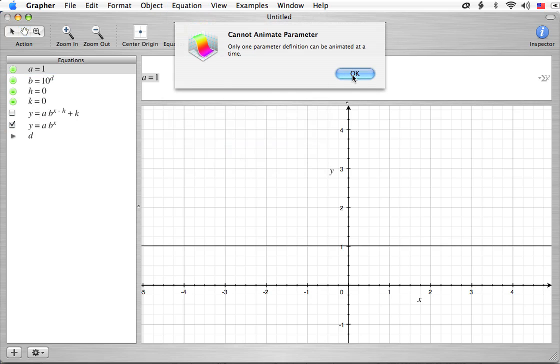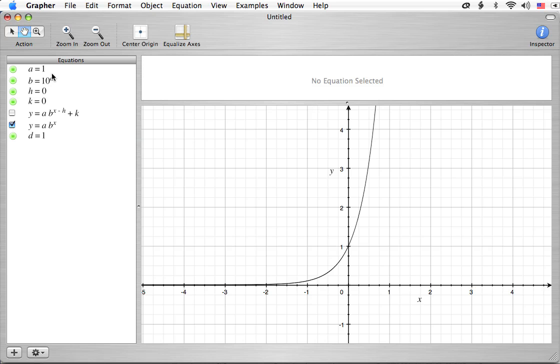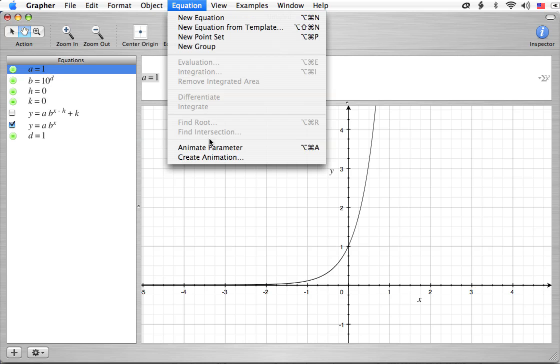Oh, got to stop the old one. Well, that's what happens if you try to parameterize a second one. You can't do it. Got to stop the old one. So I guess every time I screw up and do little things like that, you learn something too, right?